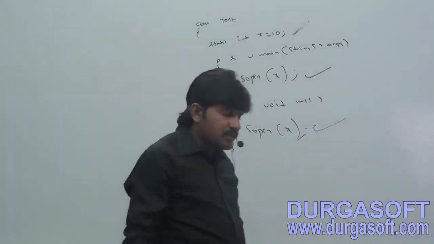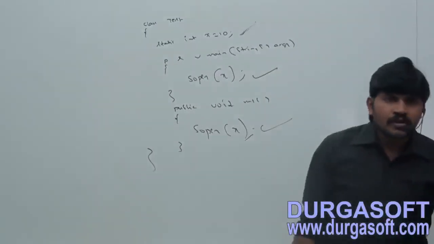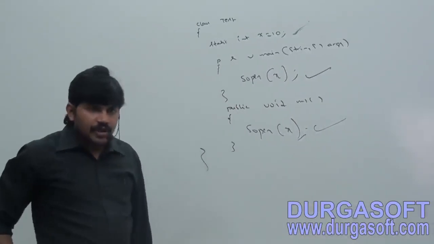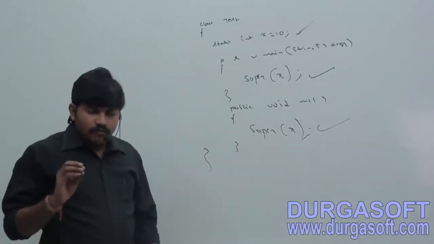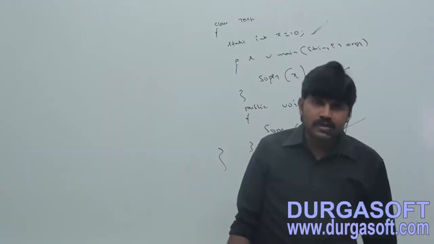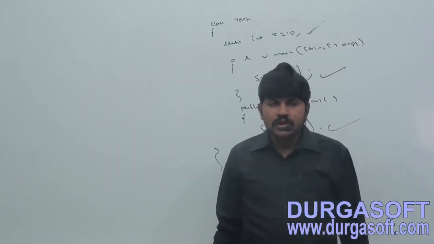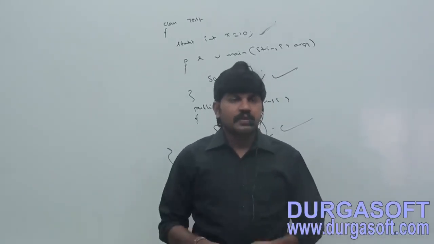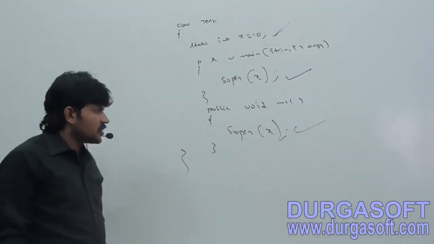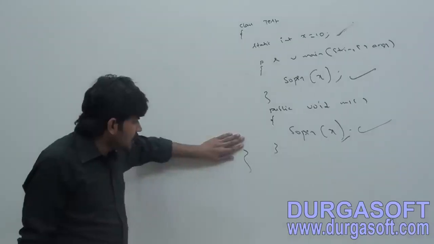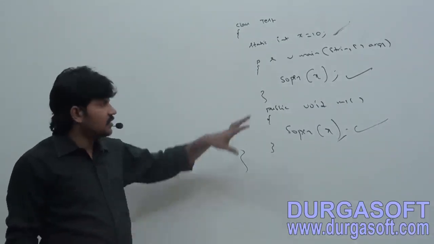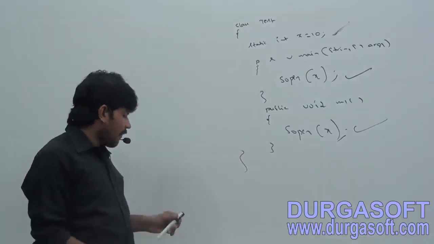We can access static variables directly from both instance and static areas. That's all. Take this example.